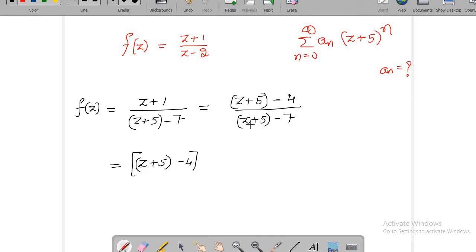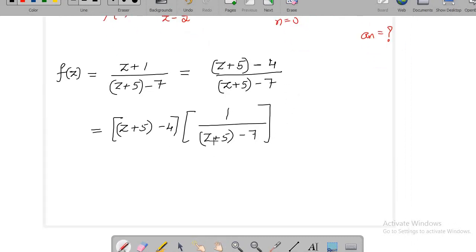Now first I'll think about this guy, that is 1 divided by z plus 5 minus 7. I need an expansion which involves the term z plus 5. So I wrote it this way. Now let me concentrate on this term only. Why write this guy every time? So let me start with this function, 1 divided by z plus 5 minus 7.